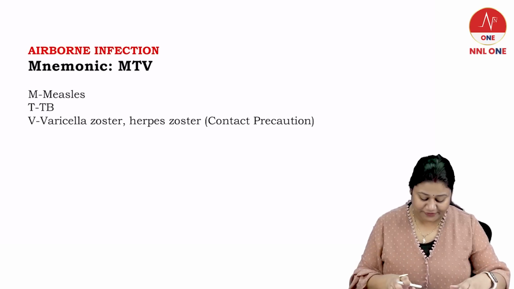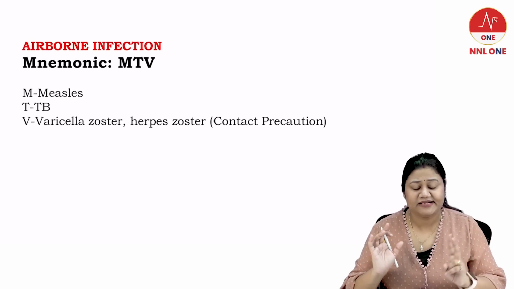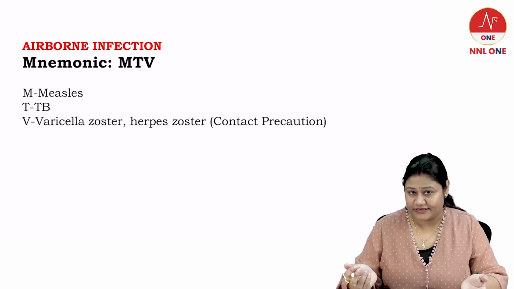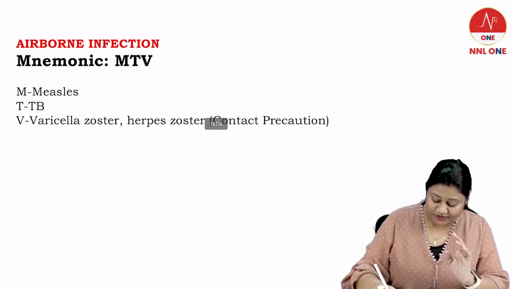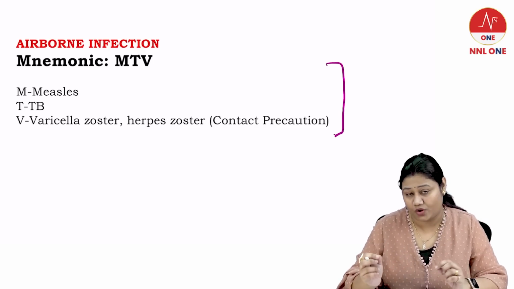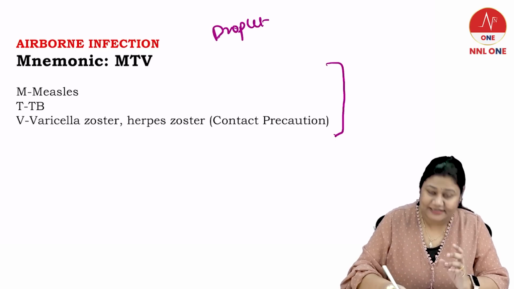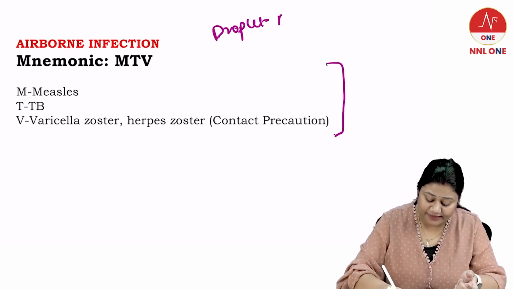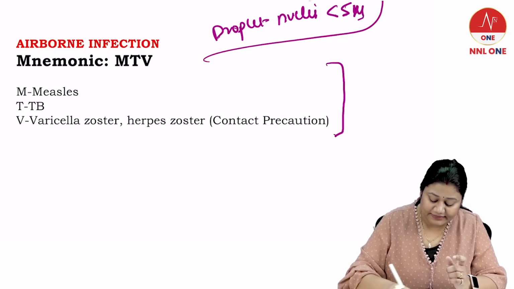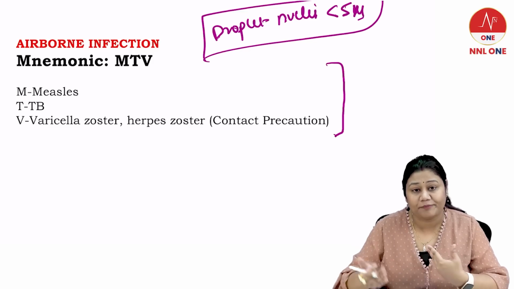Then last but not the least, very easy to remember, the mnemonic is MTV. M stands for measles, T stands for tuberculosis, Mycobacterium tuberculosis, and V stands for varicella zoster or herpes zoster. So these are the conditions where we have to put the patient on airborne transmission precaution, where the droplet nuclei. Here the respiratory droplet, we call it droplet nuclei because of their size. It is less than 5 micron. Right, they are very small in size, so they will remain in air for a longer period of time.